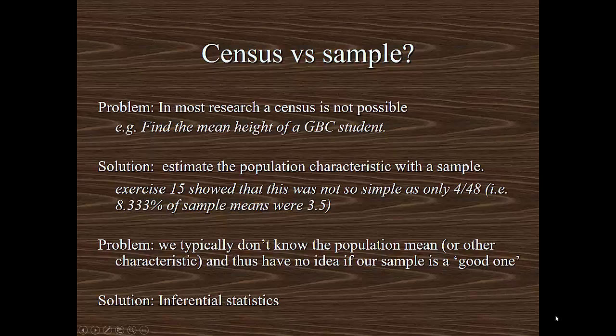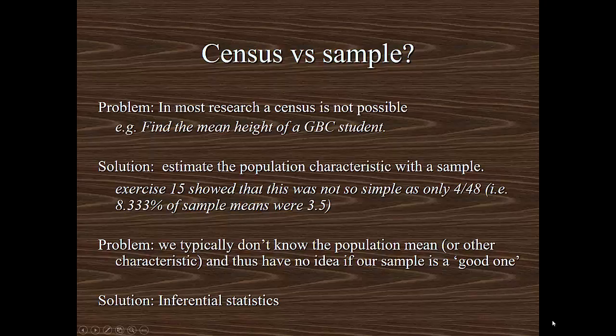In exercise 15, we showed that this was not so simple. Only 4 out of 48 of the 6 rolls of the die, 8%, were 3.5, which is the correct true mean. This means that almost 92% were incorrect. Problem, we typically don't know the population mean. In exercise 15 we did.